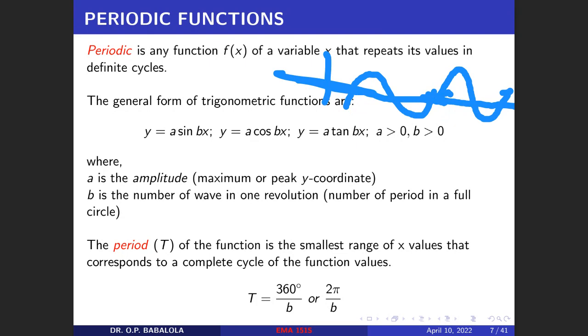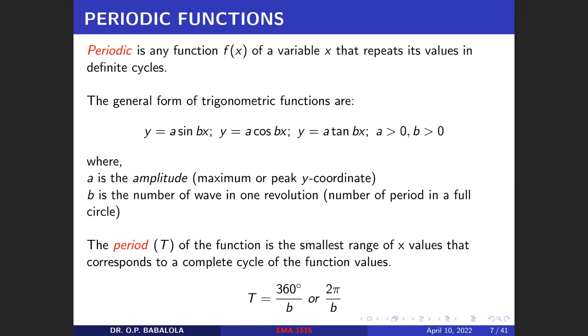The general form of a trigonometric function, I need to clean this. Okay, so the general form of trigonometric functions are a sin bx or a cos bx or a tan bx, depending on the function we're looking at. But what do we mean by A? A is actually the amplitude.